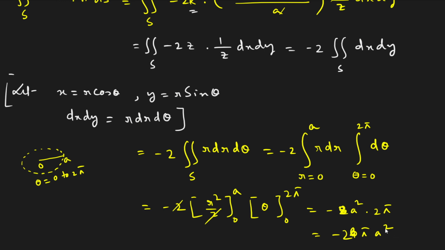Now we'll find the right hand side. So let us find the right hand side, which is, let us draw the hemisphere again. So this was the hemisphere. The right hand side is a line integral, no? So we'll only take this circle.